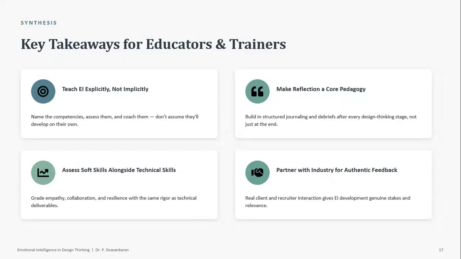Let us now go through the key takeaways of today's workshop. As educators and trainers, we should explicitly teach emotional intelligence rather than assuming students naturally acquire these skills. Reflection should become part of every learning activity. Soft skills should be assessed along with the technical knowledge. Industry collaboration provides authentic opportunities for students to develop emotional competence. Together, these practices create graduates who are technically excellent and emotionally intelligent.